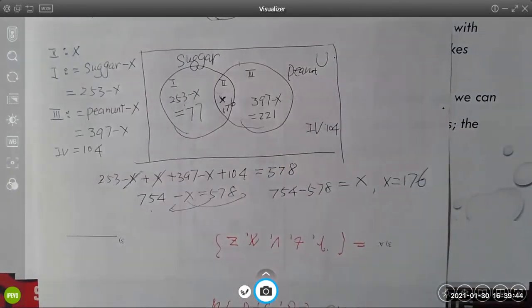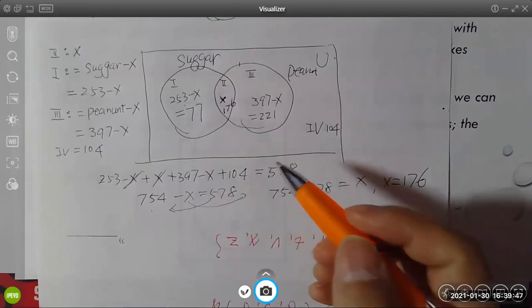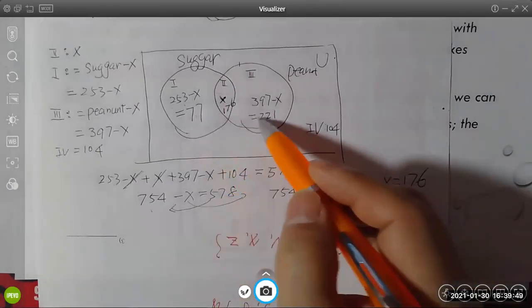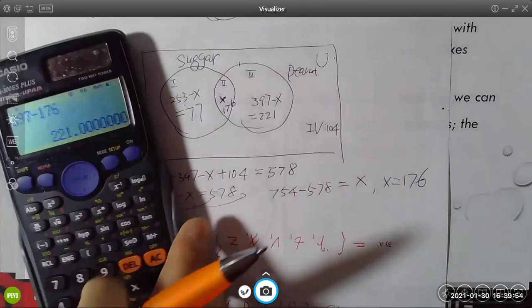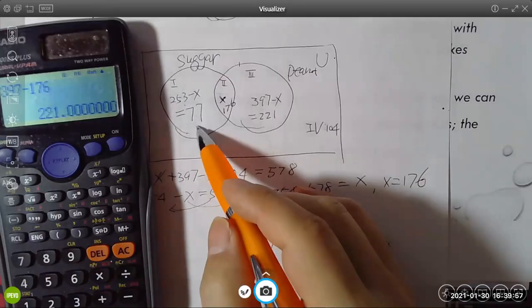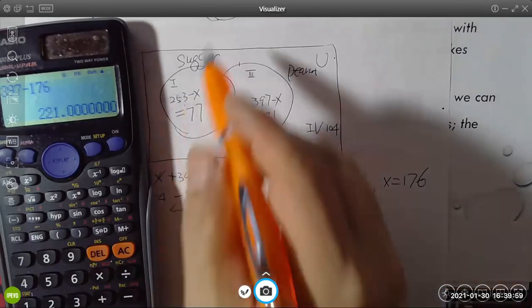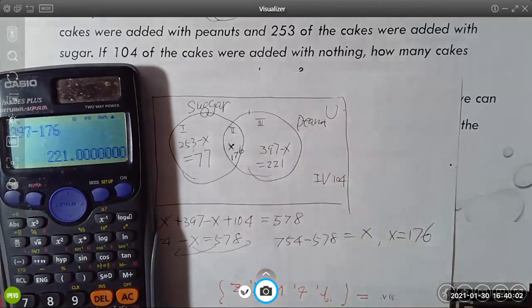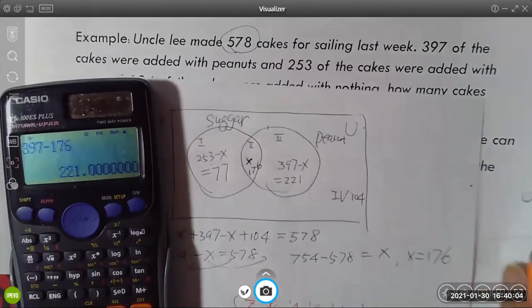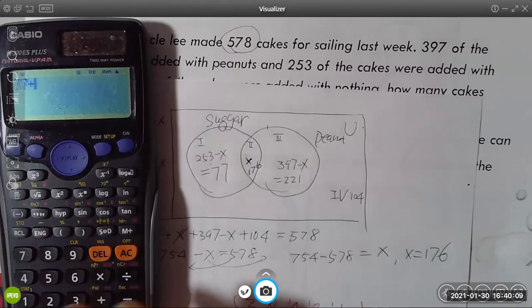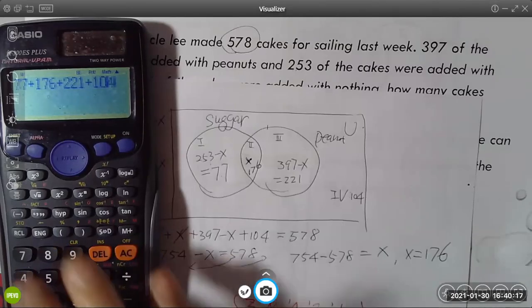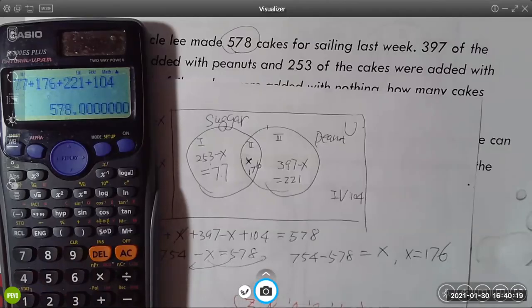Now, by the way, before we answer questions, how do we know these numbers are right? If this number is wrong, your answer will be wrong. So how do we know this answer is right? If you add these four numbers together, it has to be 578, the total number of cakes. So let's verify: 77 plus 176 plus 221 plus 104. That is 578. So everything is right.